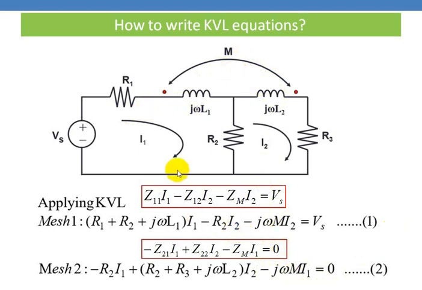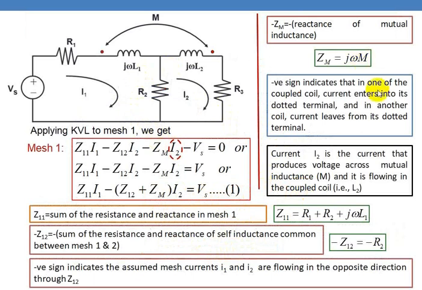Now, if you know the values of R1, j omega L1, then you can solve these two equations by Cramer's rule and you can find the mesh currents I1 and I2. So the same thing is explained here. For the same circuit, applying KVL to mesh 1 we get the general equation: Z1 into I1 minus Z1 into I2 minus Zm into I2.